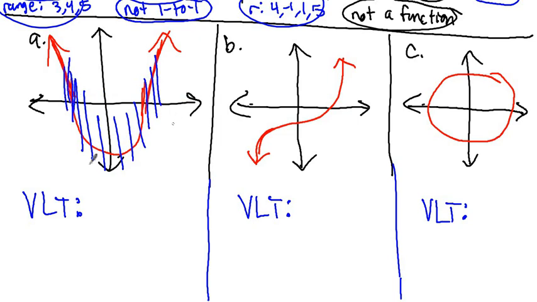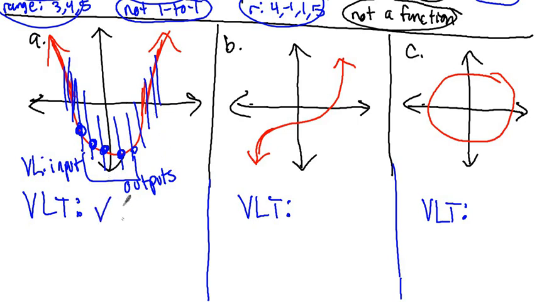Each vertical line represents an input, and each intersection point, so these blue dots that I'm drawing right here, each of those represents outputs. You can see each input, each vertical line, has only one single output. So this is a function. It passes the vertical line test.